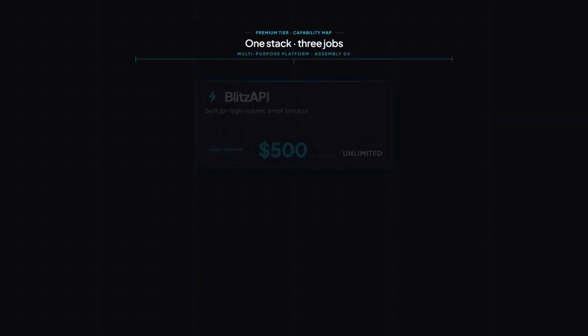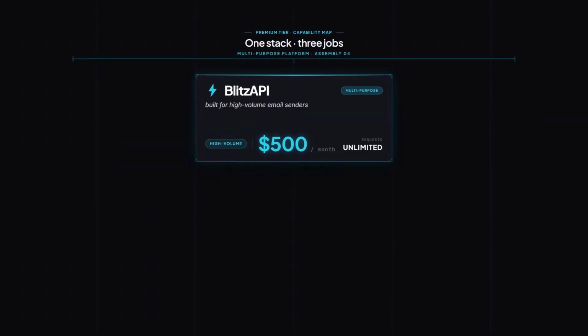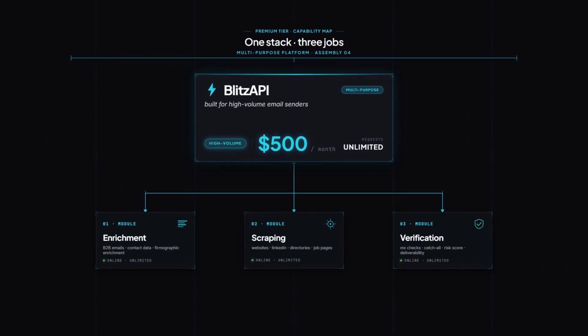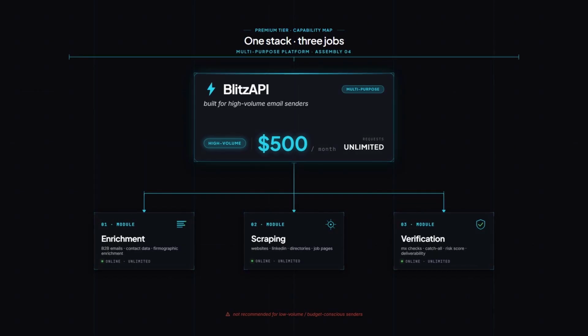See, Blitz API is a multi-purpose solution specially built for high volume email senders. If you are on a low volume and you are budget conscious, in that case, I won't recommend Blitz API because it is relatively costlier. It costs around $500 a month. But if you're a high volume sender, then it is totally worth it because you'll get everything unlimited. Although there's no credit system there.